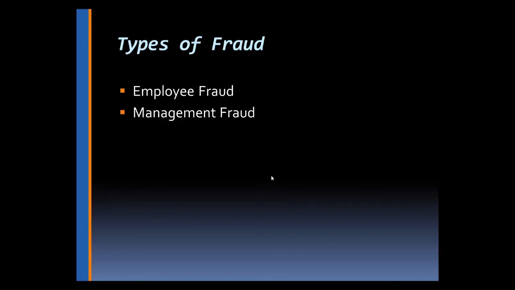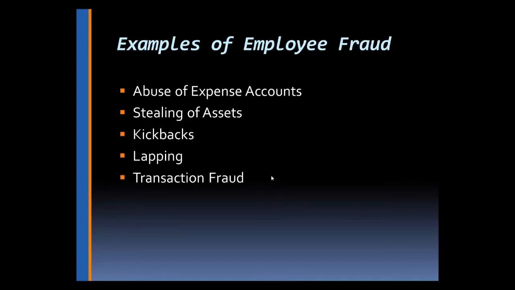There are two types of fraud: employee fraud and management fraud. Here's examples of employee fraud. The most common type of employee fraud is abuse of expense accounts. Somebody's cheating on the deductions they're putting on their expense account that they turn into the company to get reimbursed. They're stealing assets. And this could be something as simple as a pad of paper or stamps, or it could be something as substantial as cash or computers or things of that nature.